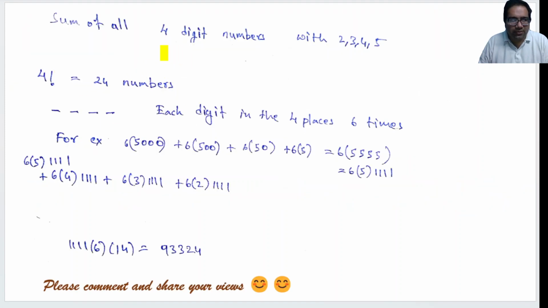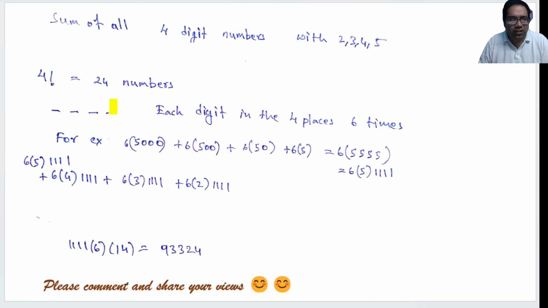Total is 24 numbers and there are four slots. When 2 is fixed, 2 can be here six times, here six times, here six times, here six times. Similarly, 4 can be in each place six times. All the numbers will be in all the places six times. For example, take 5: 5 is here six times, and here the value it adds is 5,000. So 6 times 5,000 plus 6 times 500 plus 6 times 50 plus 6 times 5. That is 5's contribution to the overall sum.